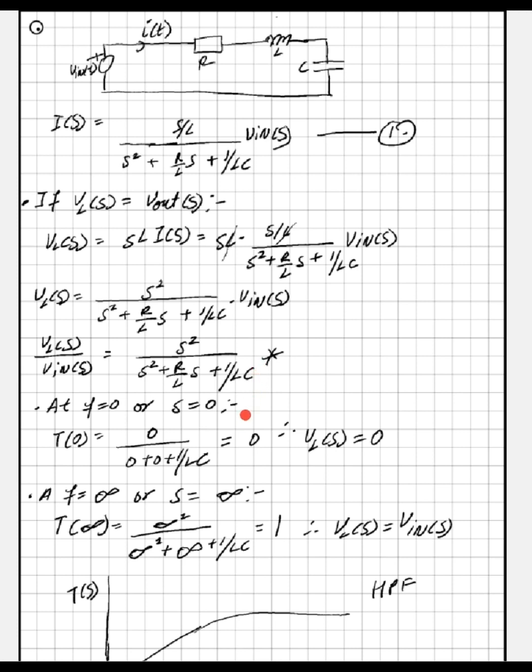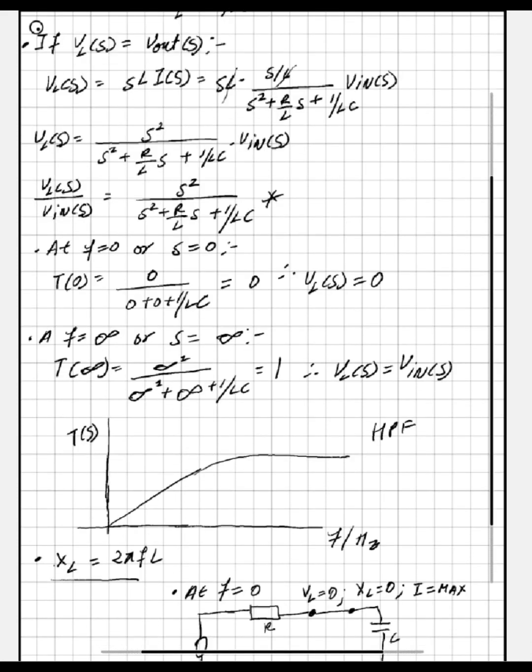If we do the same analysis as before, if we apply a DC signal to this circuit, then the transfer function will be 0, which means the voltage across the inductor will be 0 volts. On the other end, if we apply a very high frequency signal, then the transfer function is 1, so the voltage output will be equal to the voltage input. So the voltage across the inductor will be the same as the input voltage. So this is behaving as a high pass filter. It allows any high frequency components but blocks any low frequency or DC signals.